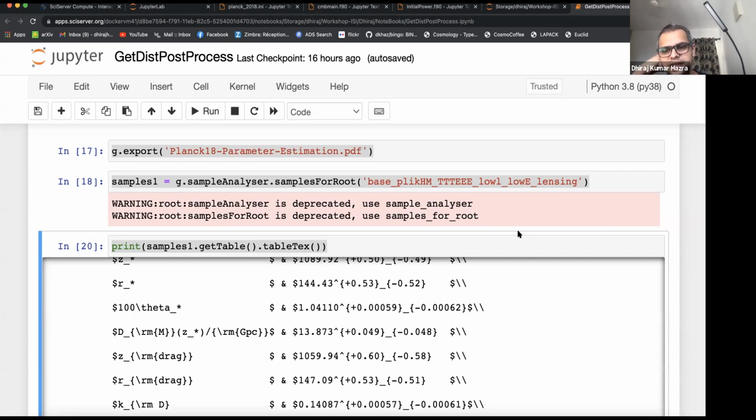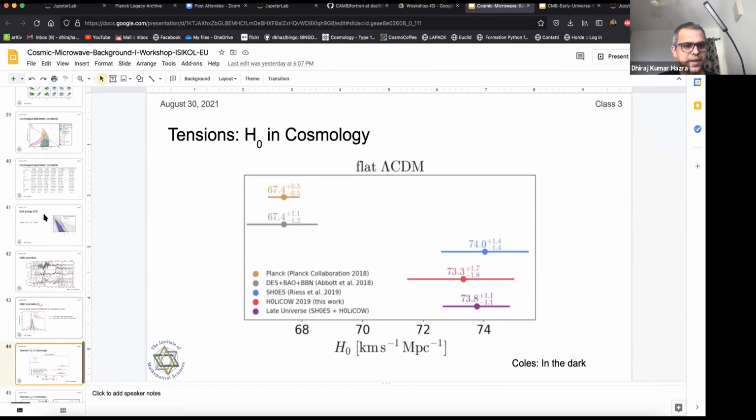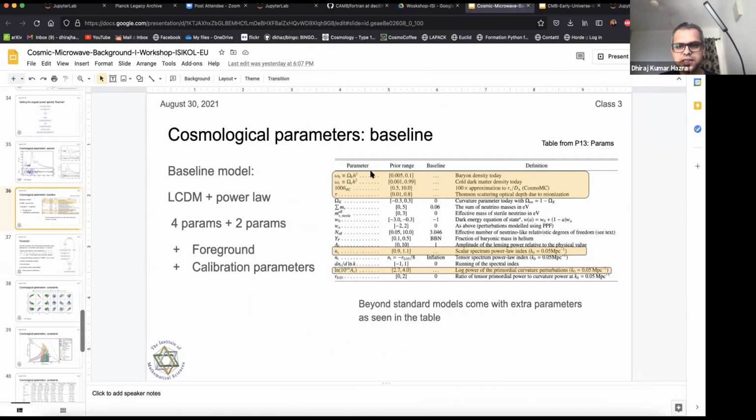What Planck has measured is the optical depth due to reionization. Yes, that is the free parameter. You see my lecture here. These are the parameters for the baseline model Planck has run with, the yellow ones: omega b h square, omega CDM h square, 100 theta MC, tau, NS and AS. So tau is the Thomson scattering optical depth due to reionization, as you can see here.